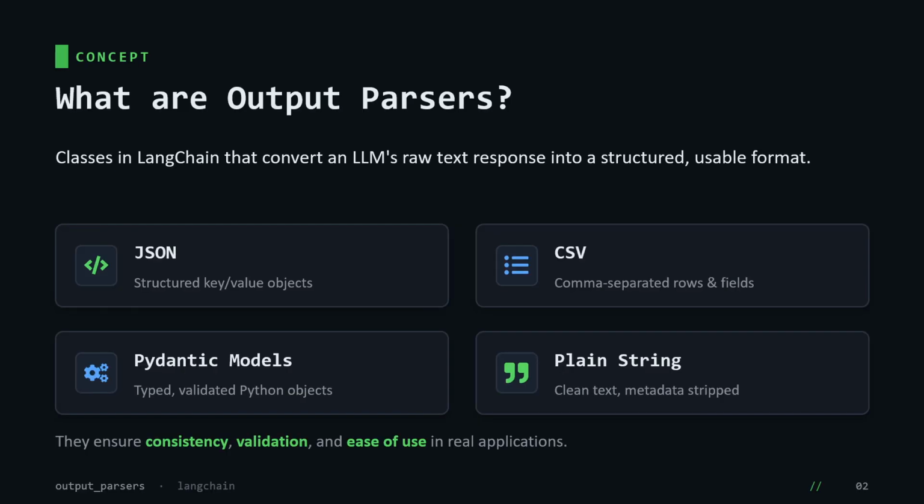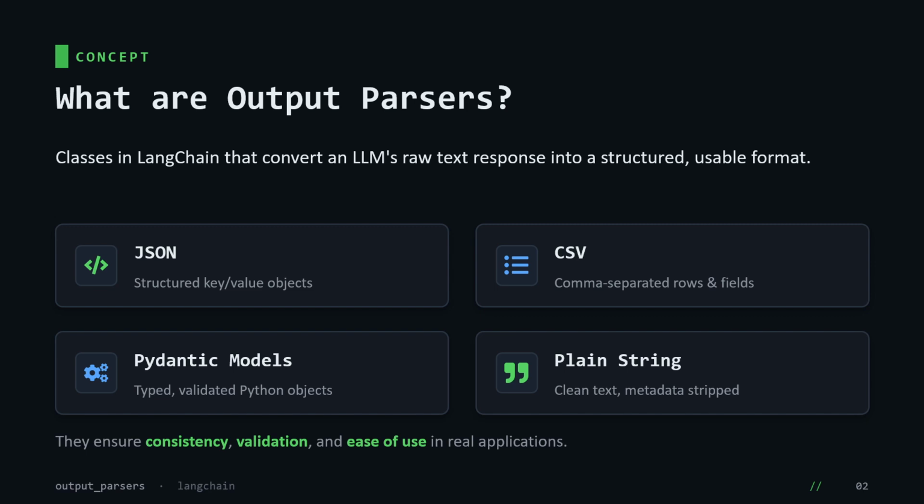Basically, output parsers are classes in LangChain that convert the LLM's raw text response that we have received into a structured, usable format. The difference between LLMs which support structured output and those which do not is that for LLMs that support structured output, the output is converted into structured format before the LLM generates it. For the LLMs which do not support structured output, we use output parsers.